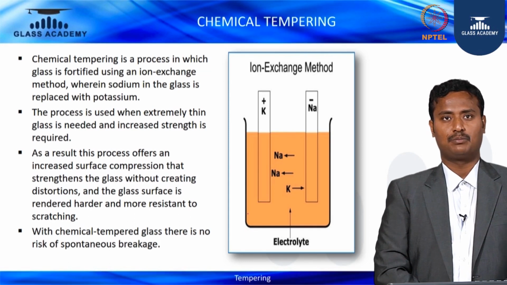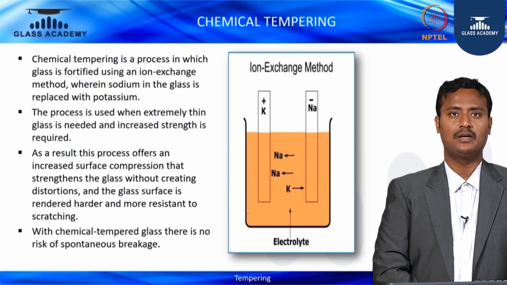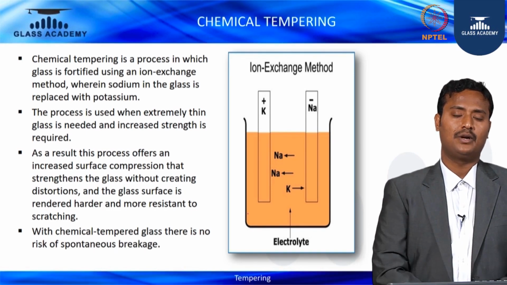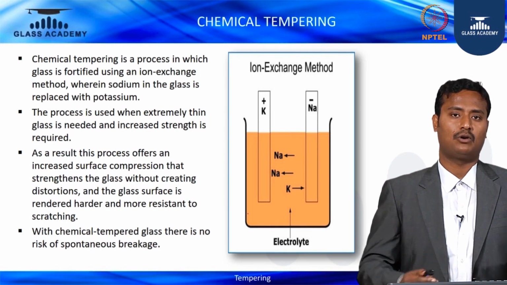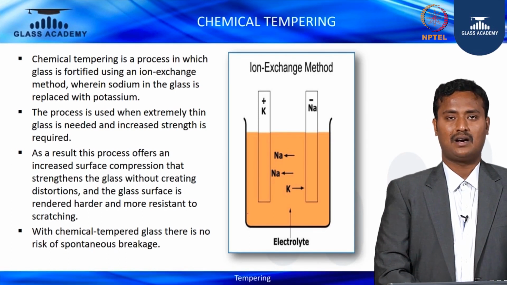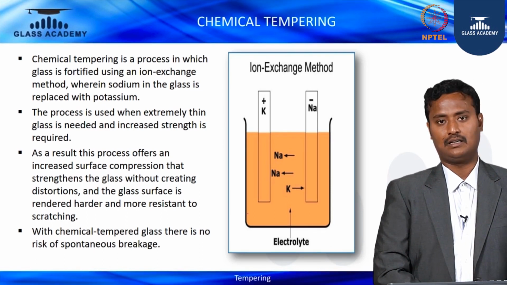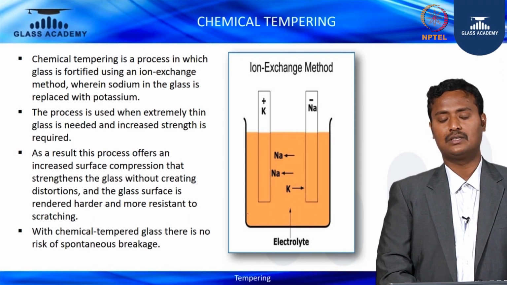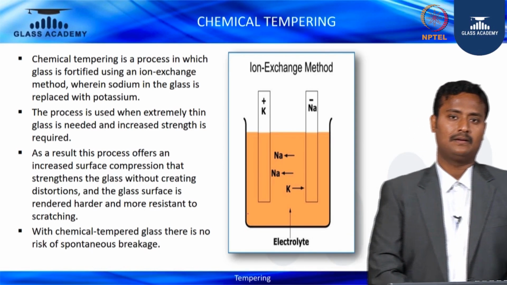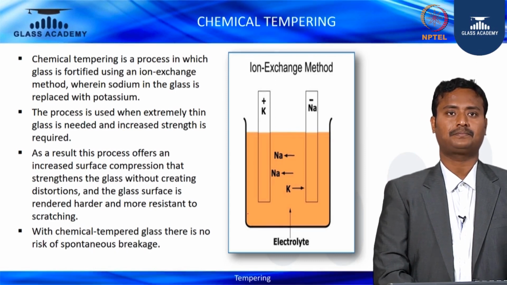Chemical tempering is a process in which the glass is fortified using the ion exchange method, wherein sodium in the glass is replaced with potassium. Basically, sodium and potassium exchange their molecules. The process is used when extremely thin glass is needed and increased strength is required. As said earlier, this process is widely used for thinner glasses which you are not able to put through horizontal tempering, which means the heat treatment, thermal tempering process.